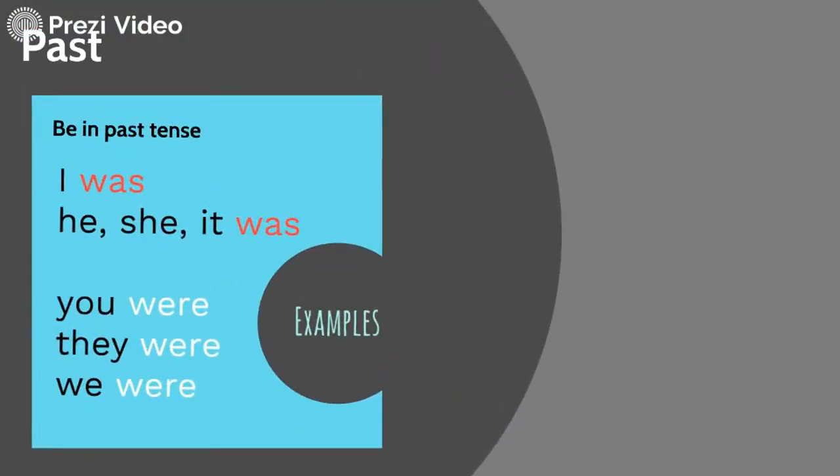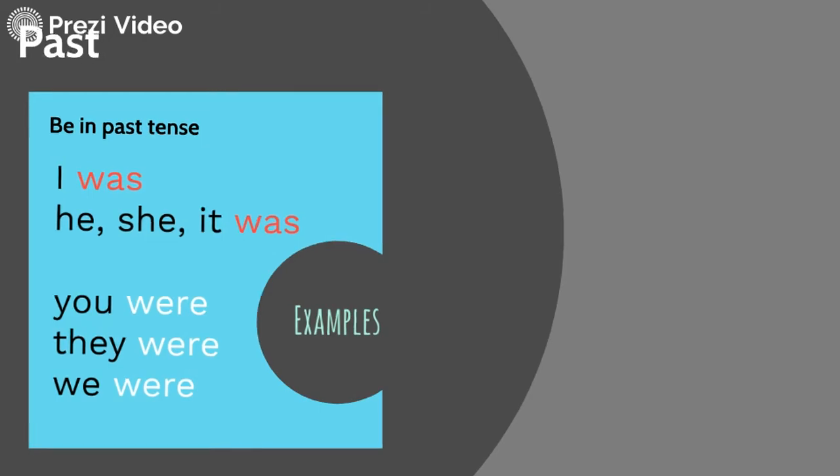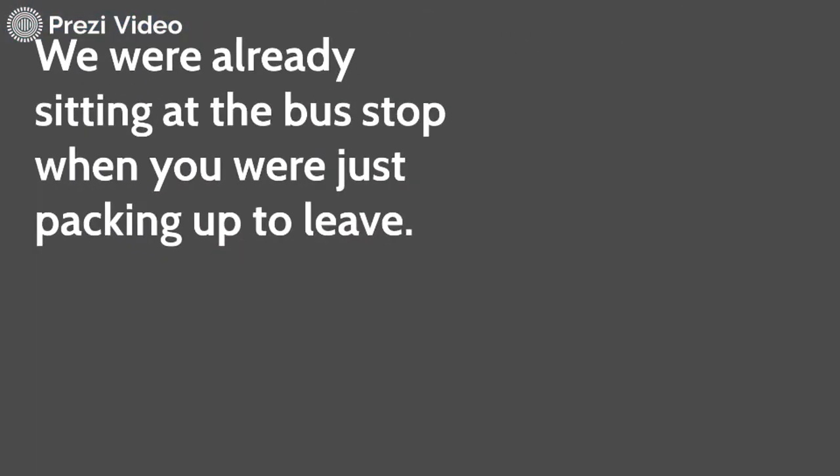We're going to take the past tense of the verb to be, and we're going to just conjugate it with each of these different subjects. So instead of I am, it's going to be past tense, so I was, or he, she, or it was. It could also be you were, they were, or we were. So let's look at an example. We were already sitting at the bus stop when you were just packing up to leave. So we were sitting is past progressive. That's a place that you were in that moment.